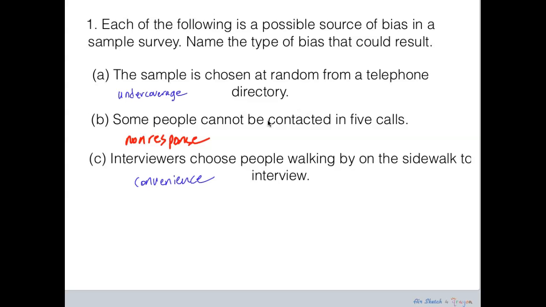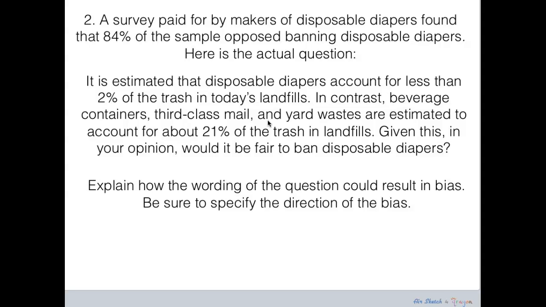All right, I think that's it. Oh, this is just another wording of the question example. You don't need to write this down. I think you guys get the wording of the question bias. But here's what I'll say I need you to do before next class.